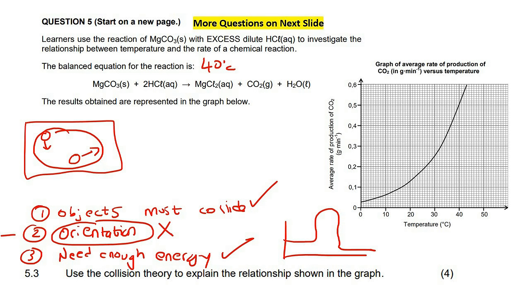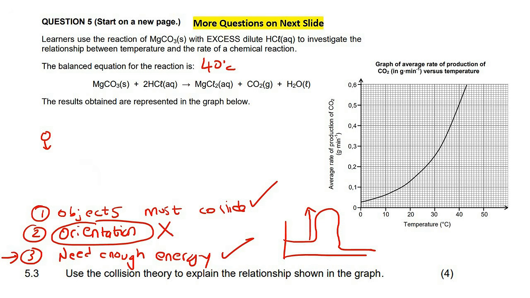And then for the orientation, we're not going to worry about that one. They're going to have more energy now, okay? Because for a chemical reaction to happen, the molecules need to be activated to the activation complex, so they need more energy. So obviously, if you've given them higher temperature, they've got more energy in the form of kinetic energy. With that being said, let's put this into words so we can get our 4 marks.